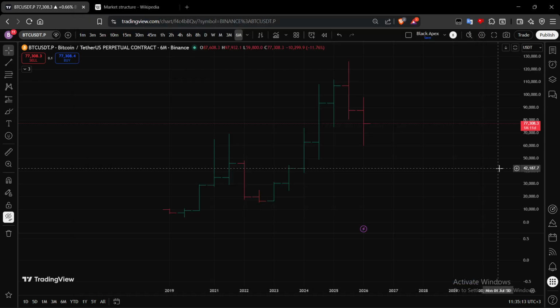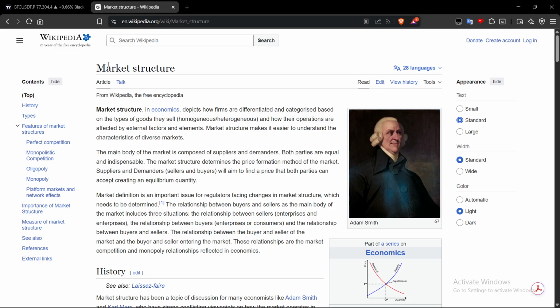Most traders think that market structure is just higher highs and lower lows. It's not. Structure, in fact, let us start with Wikipedia.